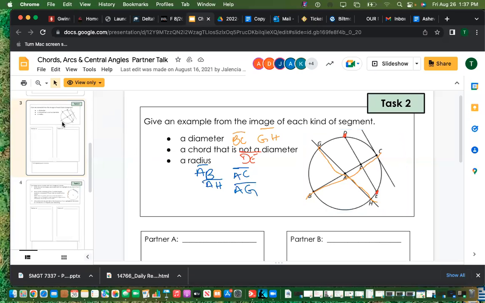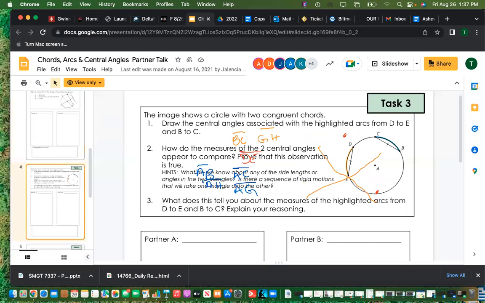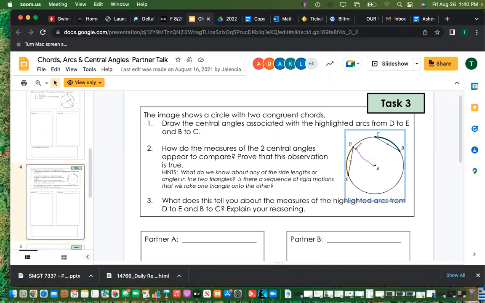Okay, looking at the next one. There's a little bit more reading to do on this one. Go ahead and take a moment, try that one. Draw the central angles associated with the highlighted arcs from D to E and B to C. So from here to here, don't make fun of my straight lines. Here, here, here.